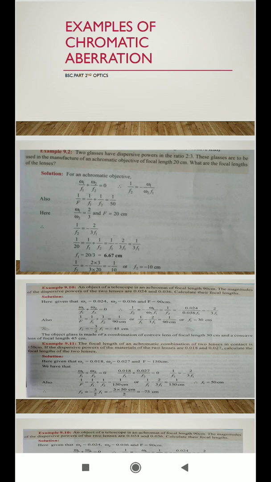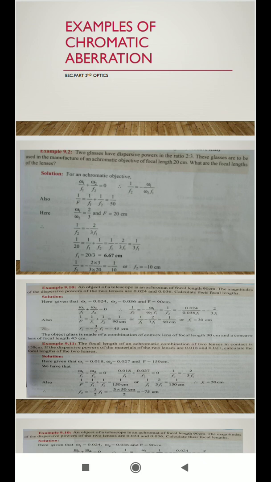Also f2 can be found as minus 45 centimeter, which means the object glass is made of a combination of a convex lens of focal length 30 centimeter and a concave lens of focal length 45 centimeter. Because in this case f1 is positive and f2 is negative, in this achromatic doublet the first lens is a convex lens and the second lens is a concave lens, with their focal lengths 30 centimeter and 45 centimeter respectively.